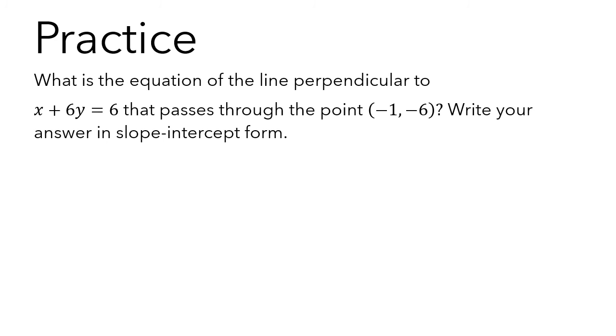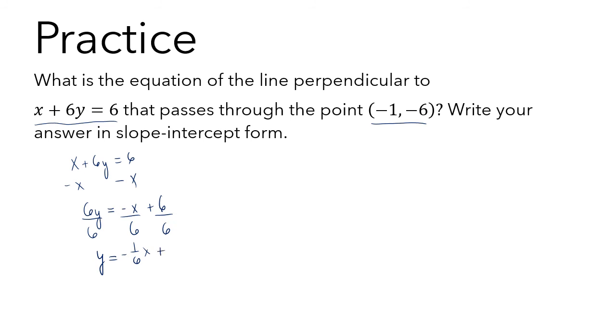All right, let's do it all again one more time just for good measure. What is the equation of a line perpendicular to this one that passes through this point? Write your answer in slope-intercept form. So first things first, we need to change this equation to the right form. So let's subtract x on both sides, and we get 6y equals negative x plus 6. Then we need to divide by the constant in front of y, which in this case is 6. So we divide and we get y equals negative 1/6 x plus 1.